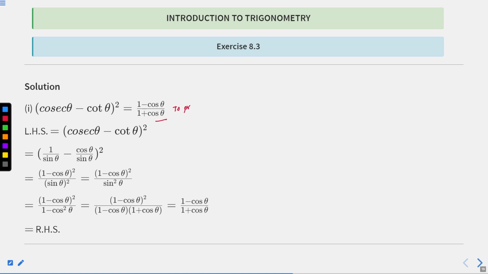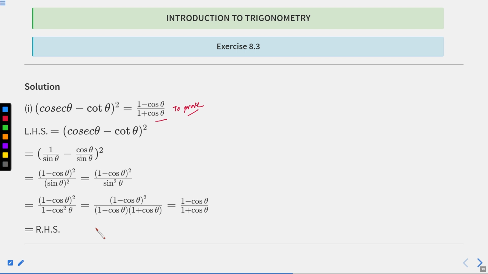To prove it, in the left hand side we have (cosec theta minus cot theta) whole square. We know cosec theta is equal to 1 by sin theta and cot theta is equal to cos theta by sin theta. So this is equal to (1 by sin theta minus cos theta by sin theta) whole square, which is equal to (1 minus cos theta) whole square divided by sin square theta, and this is equal to (1 minus cos theta) whole square by (1 minus cos square theta), which is equal to (1 minus cos theta) whole square divided by (1 minus cos theta) into (1 plus cos theta).